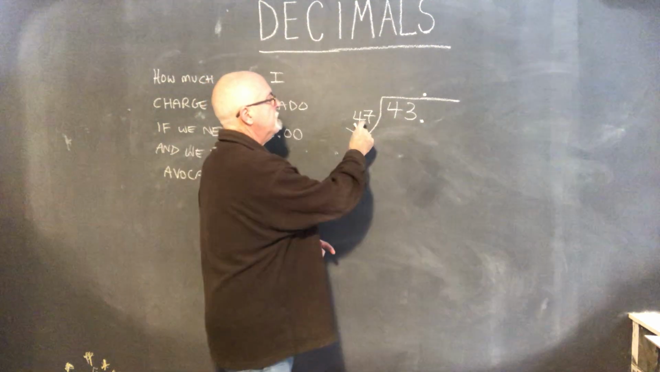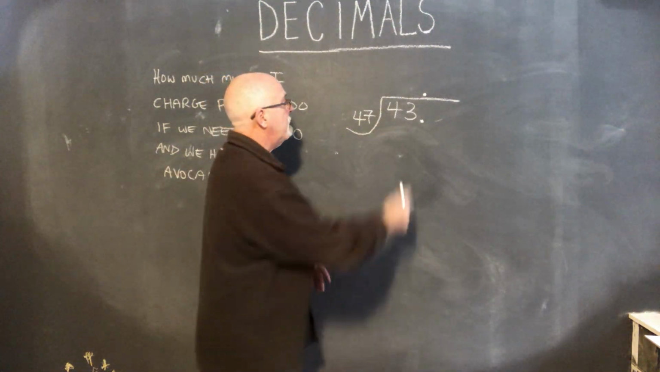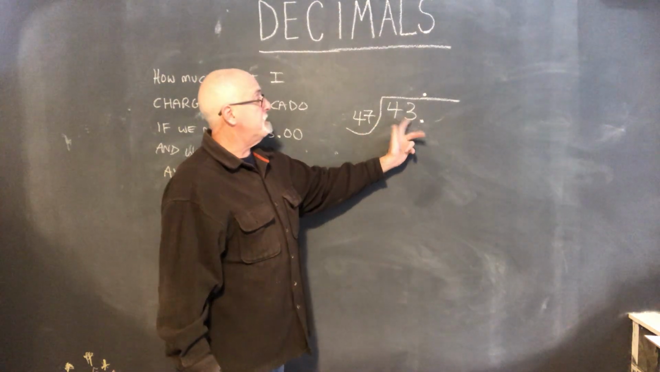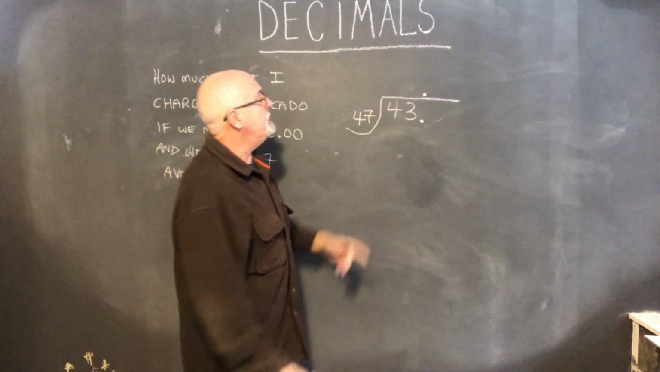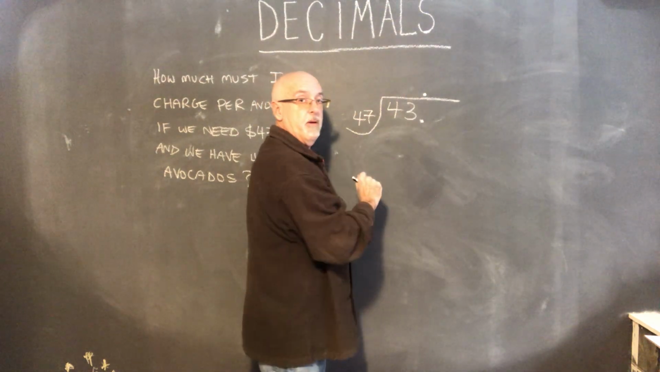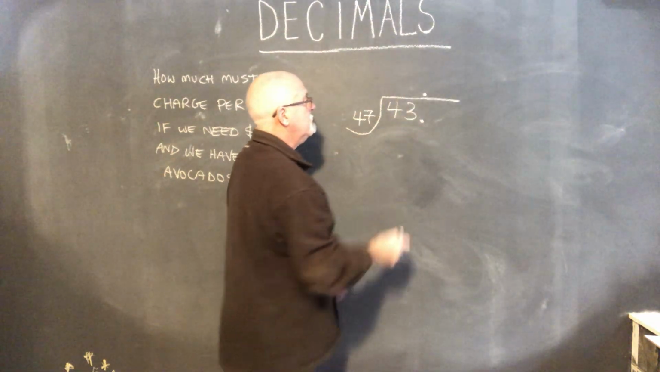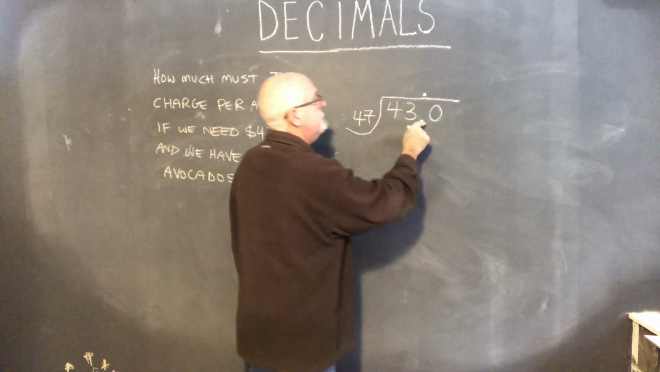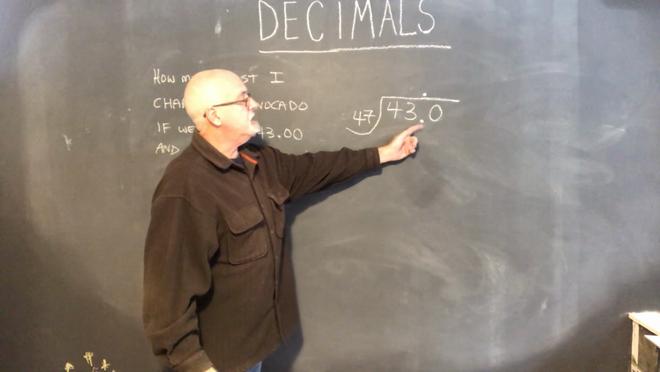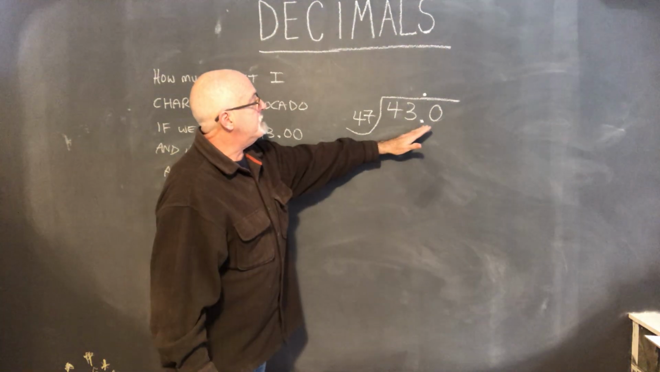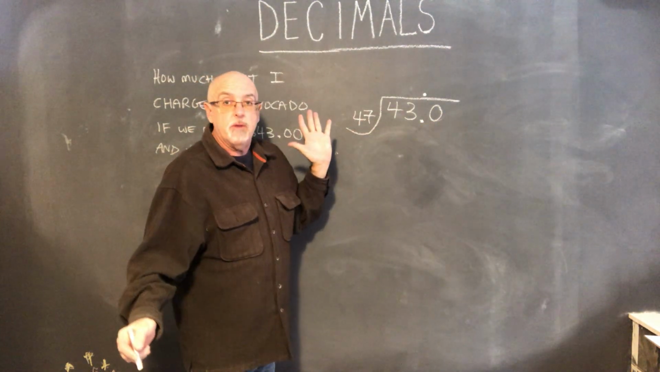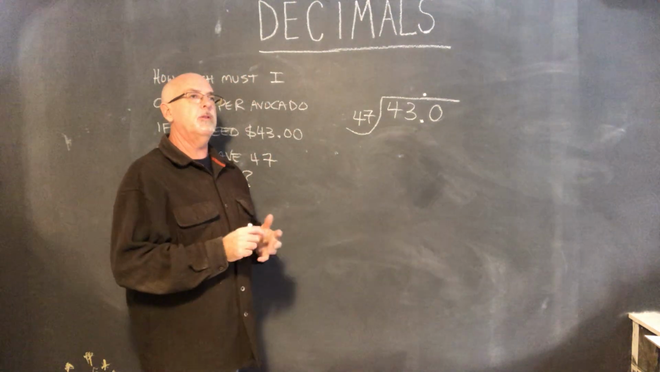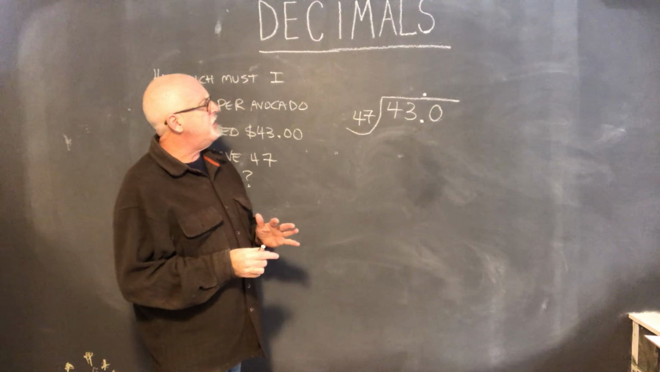But the thing is, of course, 47 doesn't fit into 4. So I'm not writing a digit above the 4. And 47 doesn't fit into 43 either. So I'm not writing a digit above the 3. Unless I want to put a 0 there. But after the decimal, that's where I'm going to have to write something. So what I have to do is I have to show a 0 after the decimal in this number. Because 47 won't fit into 43. So I have to use 430. How many times does 47 fit into 430? Is it 8 or is it 9?